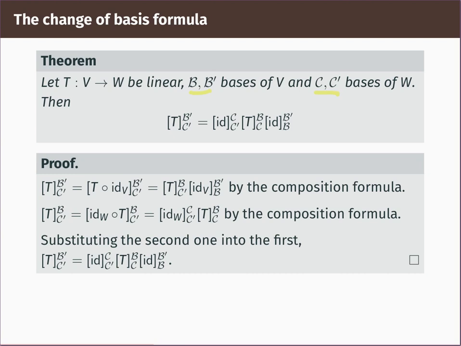Then the change of basis formula tells you that the matrix of T with respect to initial basis B prime and final basis C prime is equal to the matrix of T with respect to initial basis B and final basis C multiplied on the left by the matrix of the identity with respect to initial basis C and final basis C prime, and on the right by the matrix of the identity with respect to initial basis B prime and final basis B.